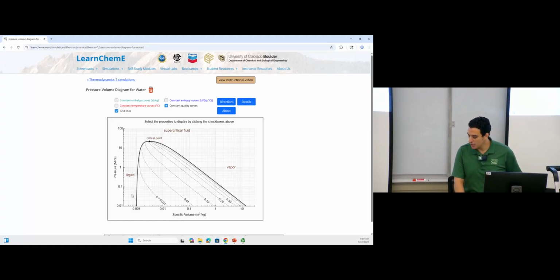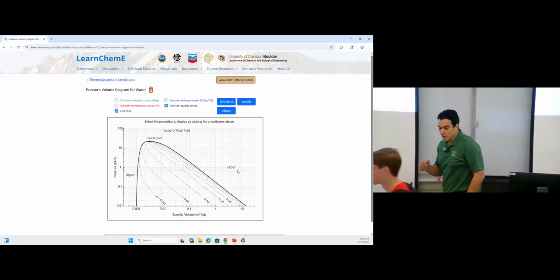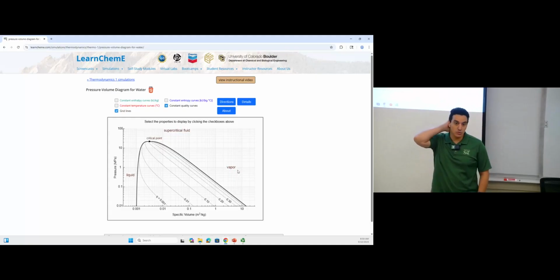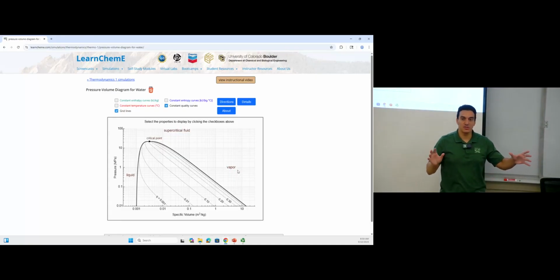And if you remember, we have this line, this region, any point in this region is liquid. This is the critical point. Any point here is vapor. But one thing that may come to your mind when we say we have PV diagrams is that this diagram represents the relationship between pressure and volume only.